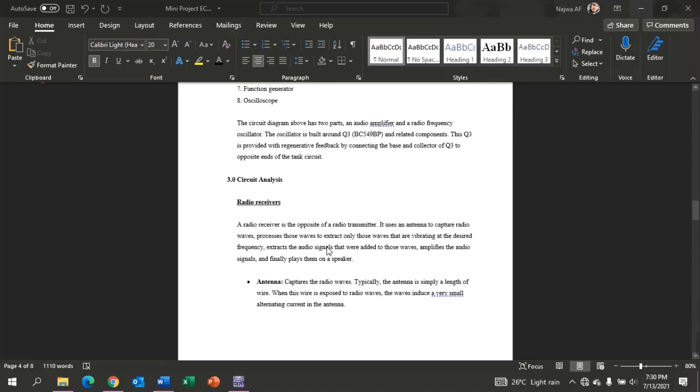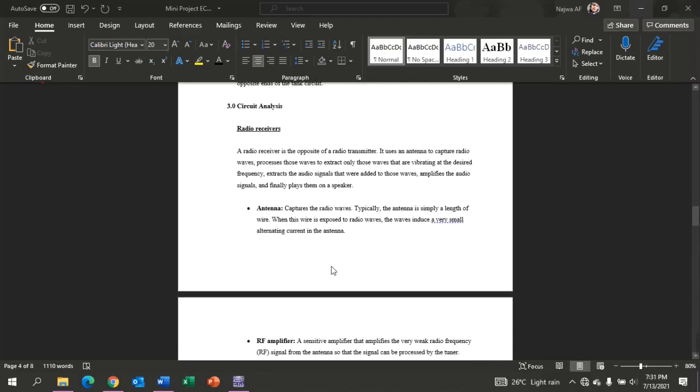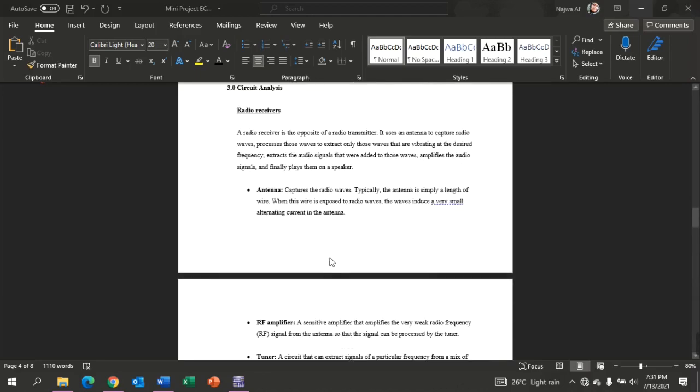Radio receiver is the opposite of radio transmitter. It uses an antenna to capture radio waves, processes those waves to extract only those waves that are vibrating at the desired frequency, extracts the audio signal that was added to those waves, amplifies the audio signal, and finally plays them on the speaker. The first component used for the radio receiver is the antenna. The antenna is to capture the radio wave.